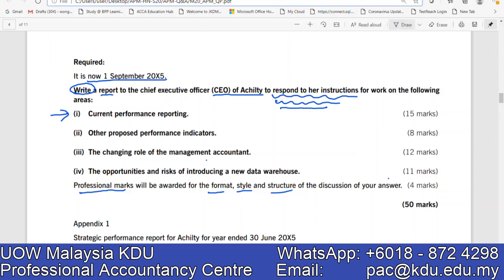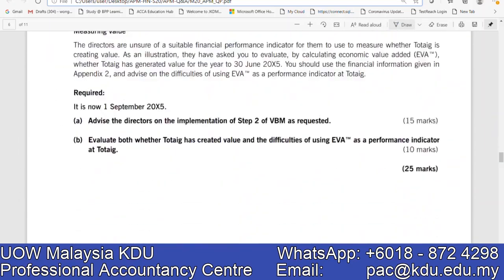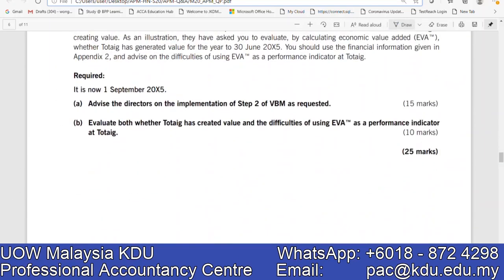Please also do the same for question 2. Right? Now is this day. Okay? A. Verb. Do we have a verb? Advise. Advise what? Of course, advise the director. Don't go and underline everything. If you underline everything, you must not do it, right?